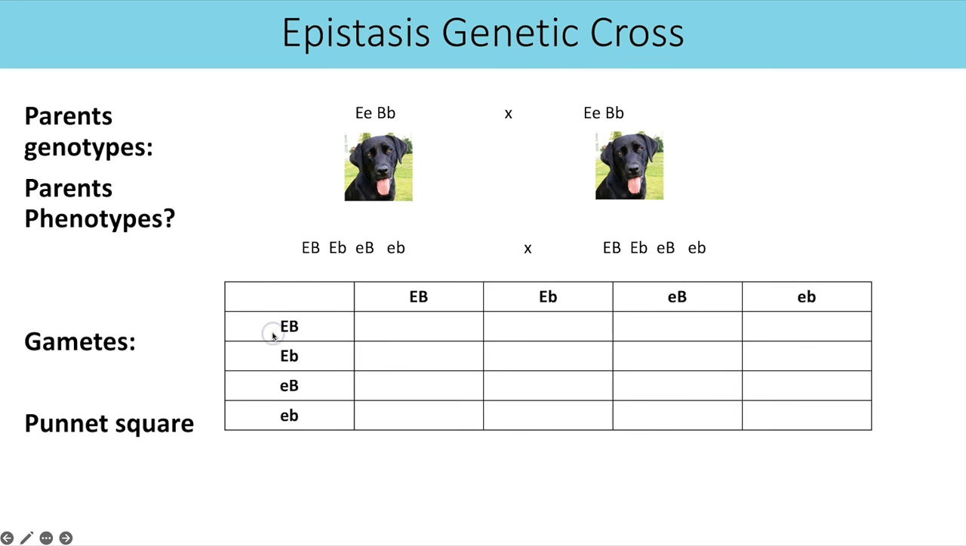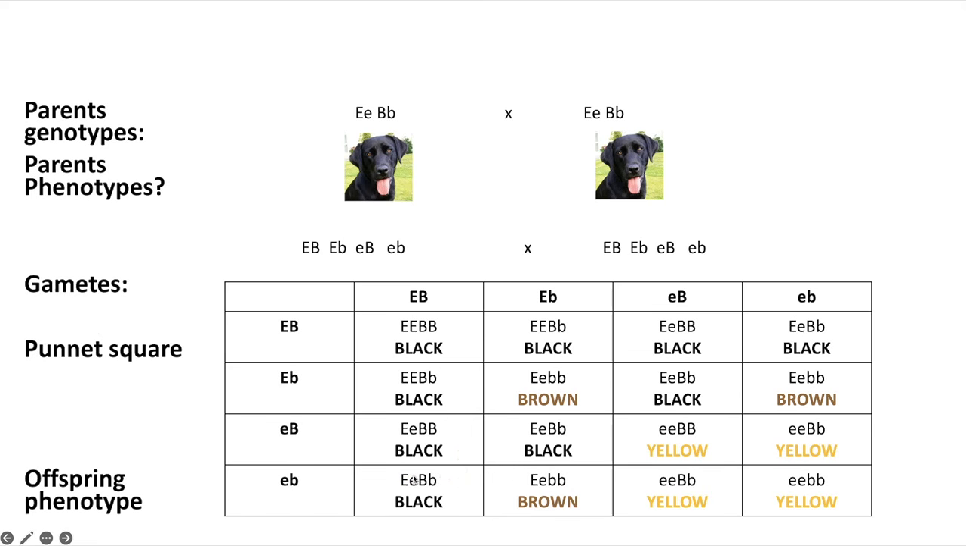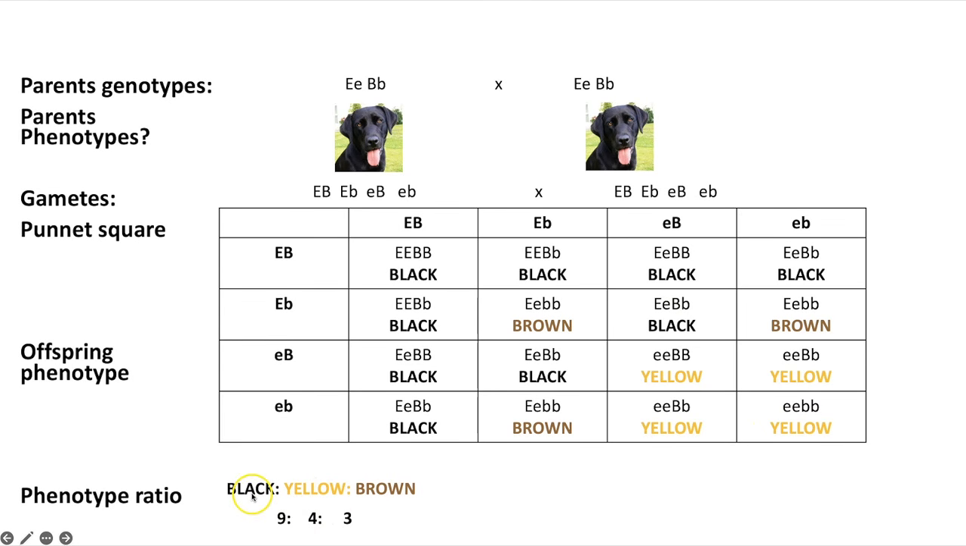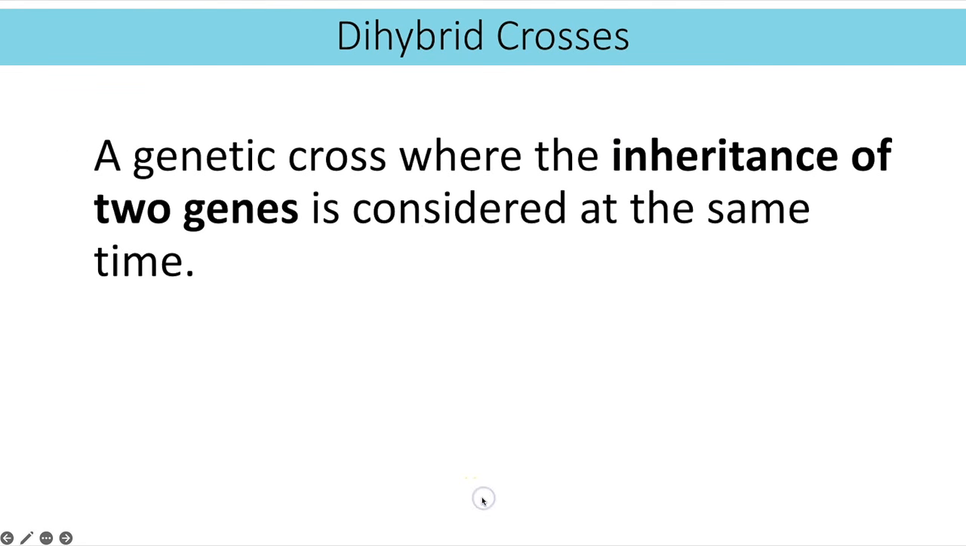That then gives us this Punnett square. It's a large one because there's 4 gametes for all of them. And we can then put in what the possible genotypes would be and the possible phenotypes. So we can see here any that have a capital E are going to be either black or brown. Any that have 2 recessive E alleles will always be yellow, and it masks the expression of that second gene. So in this instance, we've got a 9:4:3 ratio of those phenotypes.